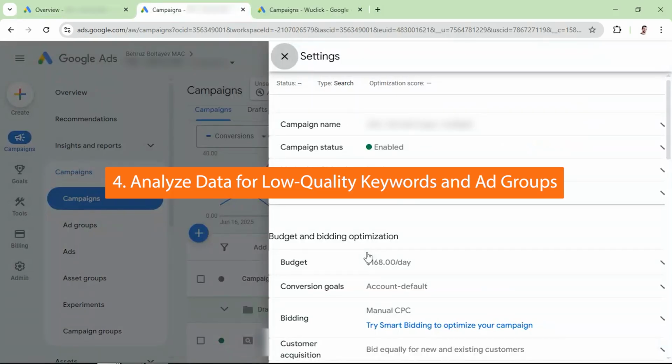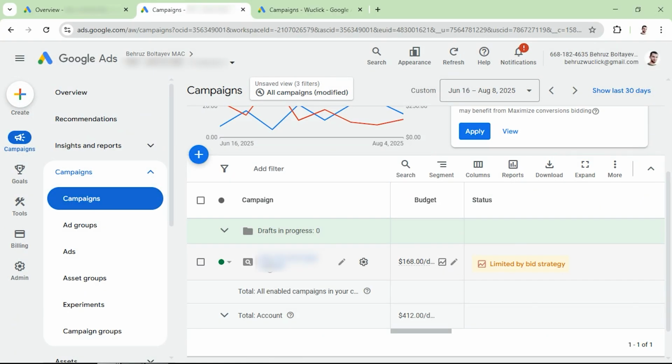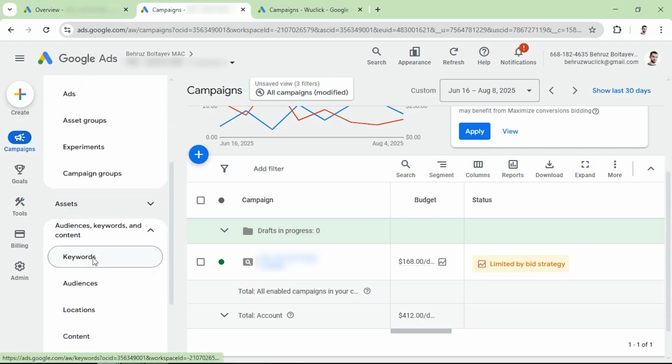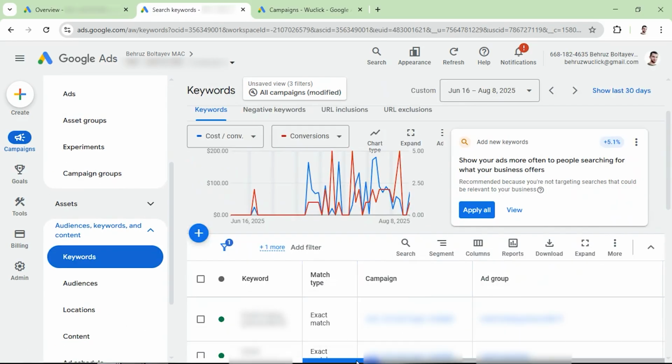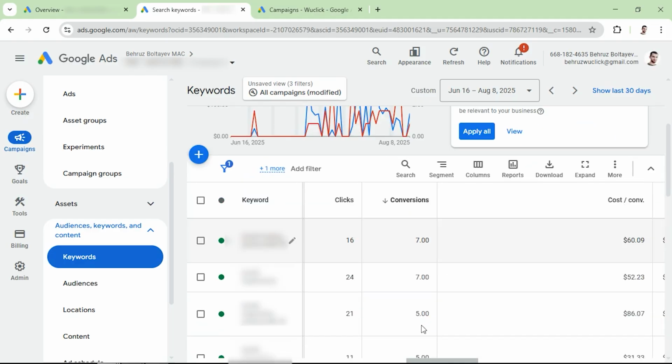And the next thing on our list, you should analyze the campaign data for low quality keywords and ad groups. So you can go to the campaign section or you can go to the keyword section and analyze the keywords. So we're going to scroll to the right, and these are the clicks, conversions, and you can see the cost per conversion, and you can quickly go through these keywords. And maybe certain keywords are bringing conversions with a very high cost per conversion. And you can analyze those keywords. And if they're bringing that consistently, you can pause those keywords.